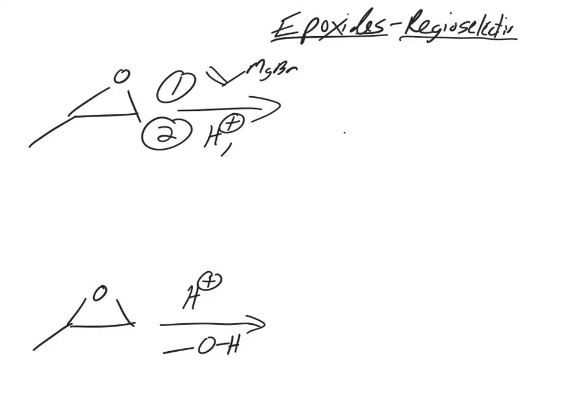So this is an unsymmetrical epoxide. If we number it 1, 2, 3, we can easily see that carbon 1 and 2 are different in these cases. Carbon 2 is more substituted.